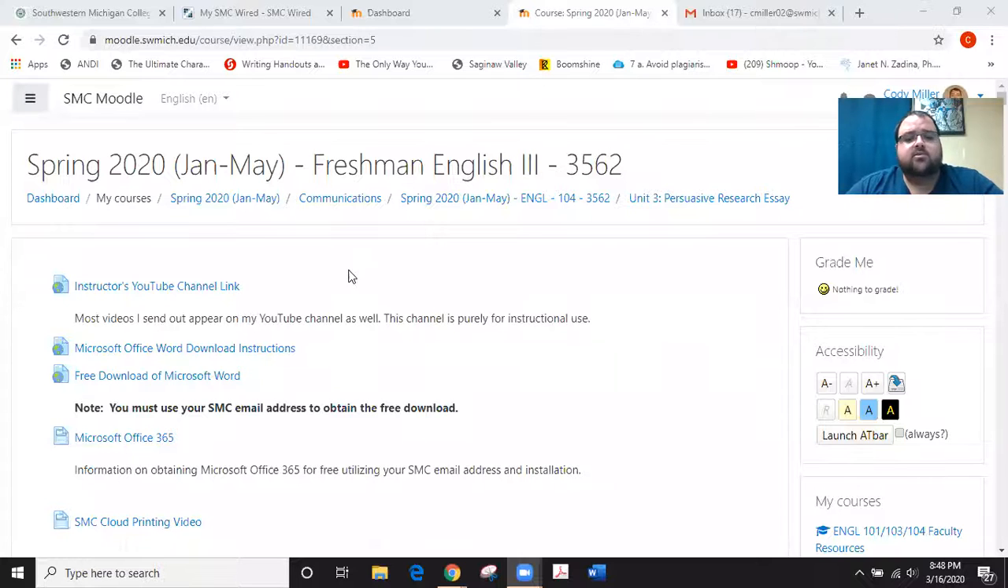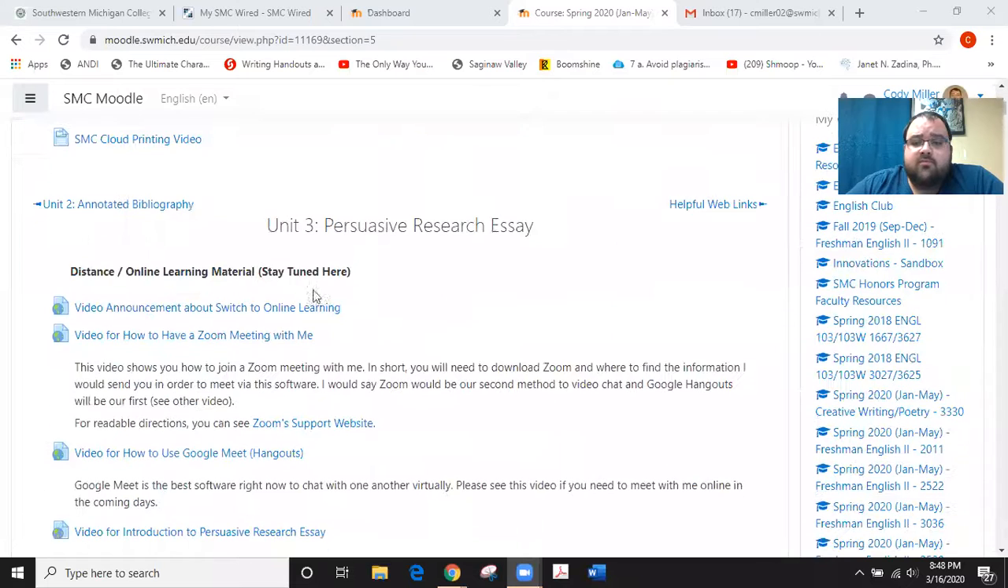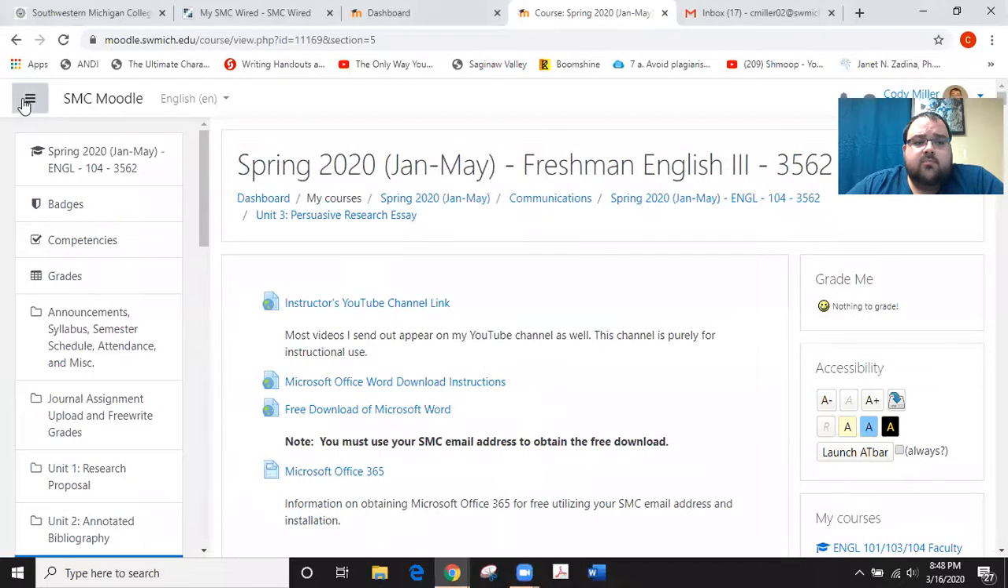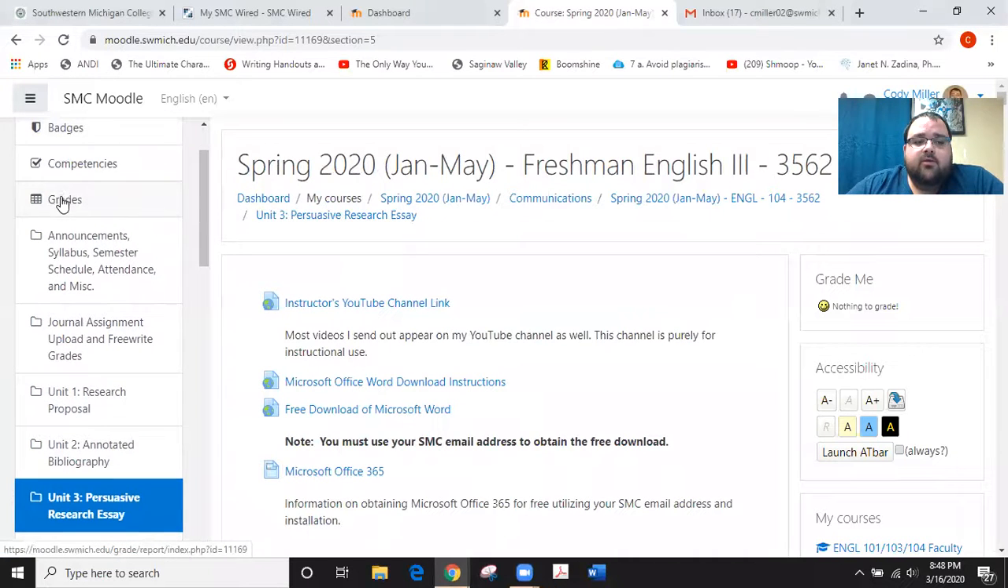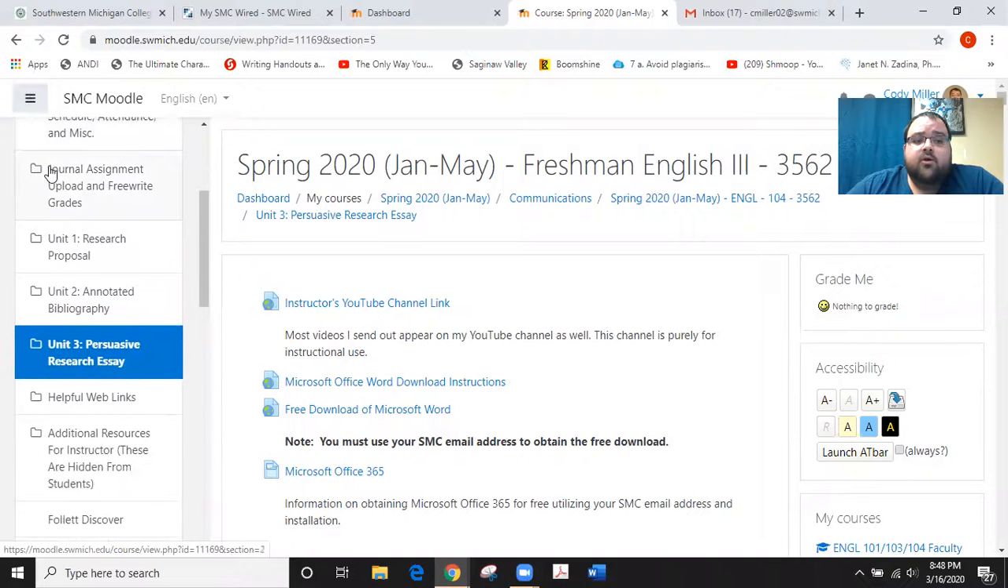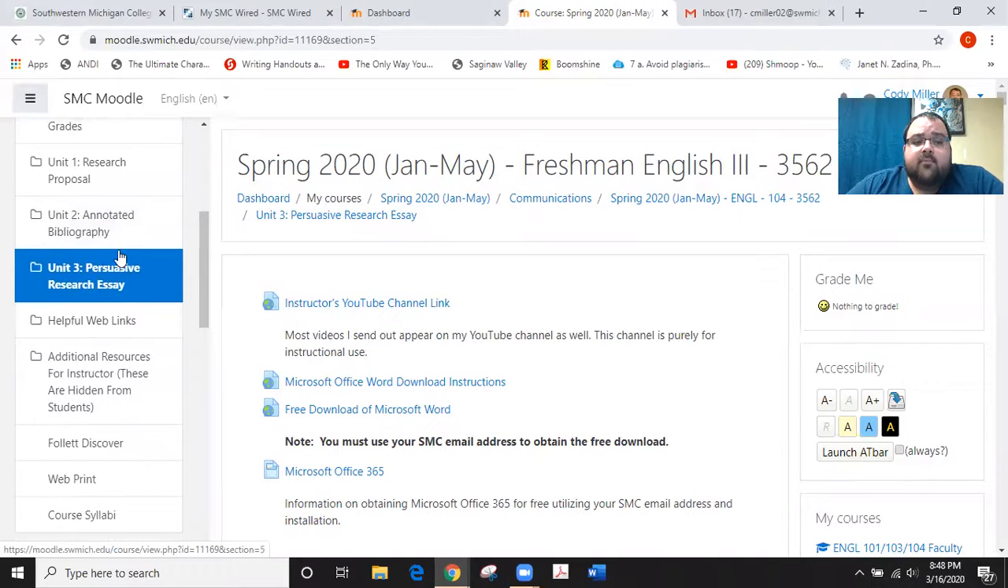All right, fantastic. So a couple things we want to make sure that we know about on Moodle. This will look very similar to your Moodle page. If you click on these three lines up in the upper left hand corner, remember you can always check your grade here. You can always check announcements right here underneath the announcements area. Your journals are located right here as always. And then remember that information that I'm sending out in terms of the distance learning or online learning is located underneath the persuasive research essay unit. And so I'm actually in there right now.